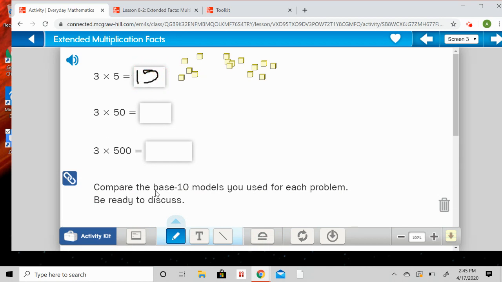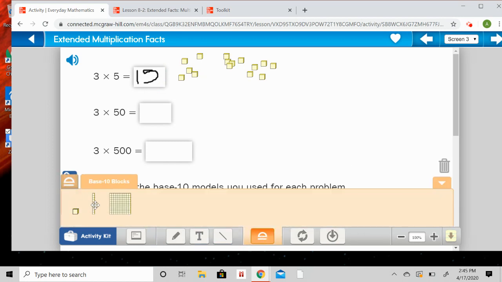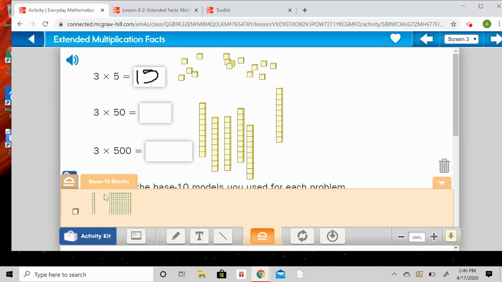Now 3 times 50. Same thing. Go to our base 10 blocks, take our longs, and we're going to do 3 groups of 50. 10, 20, 30, 40, 50. 10, 20, 30, 40, 50.